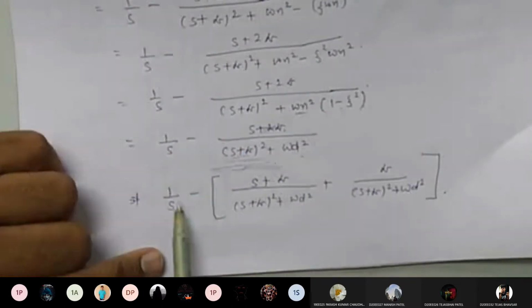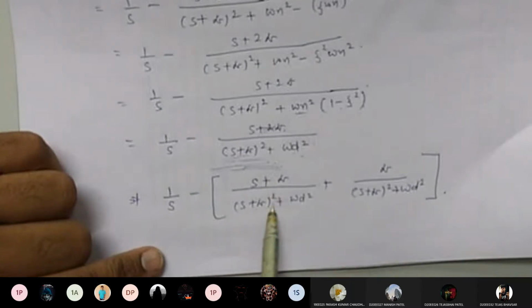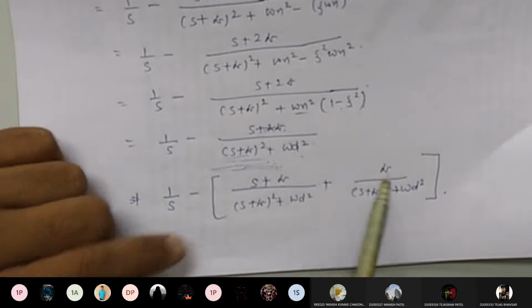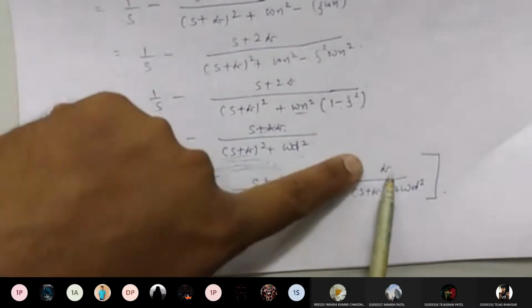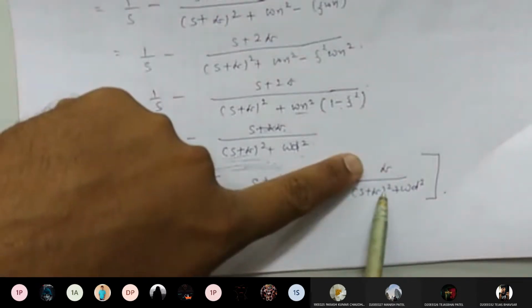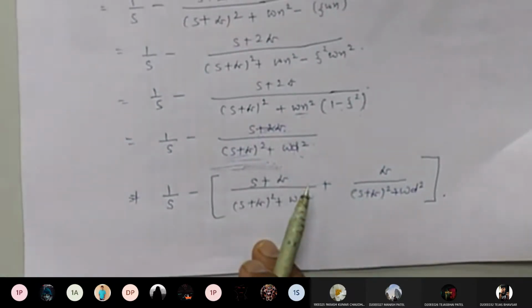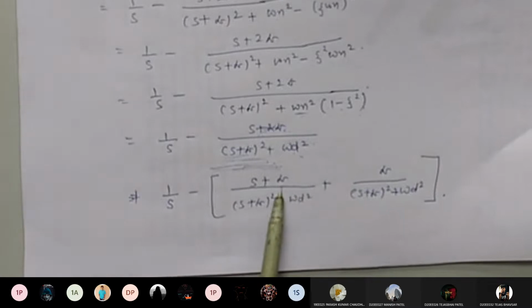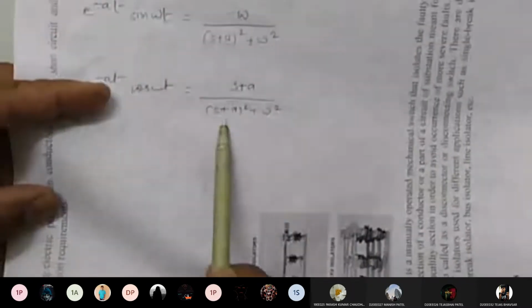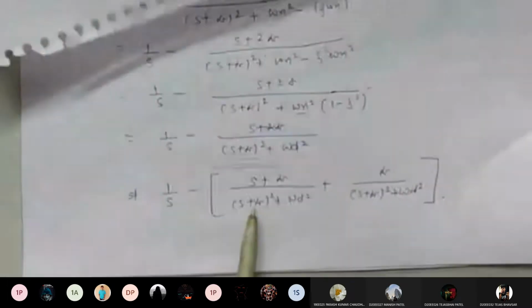So can I write like this, 1 upon s minus (s plus alpha) divided by (s plus alpha) whole square plus omega d square, plus, from the 2 alpha, I took one alpha here, alpha upon (s plus alpha) whole square plus omega d square. Okay, so what does that mean? This can be formed as which formula? What is this formation of? The formation is like this: s plus alpha, s plus a, omega square. Okay, so I can replace it with this formula.